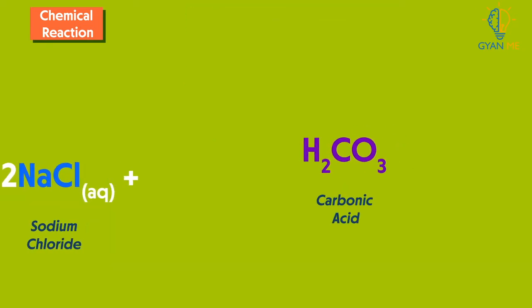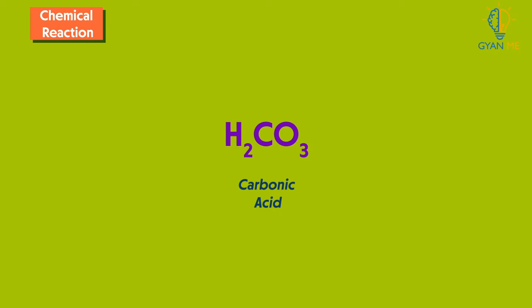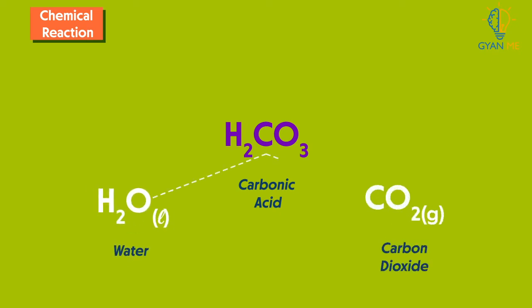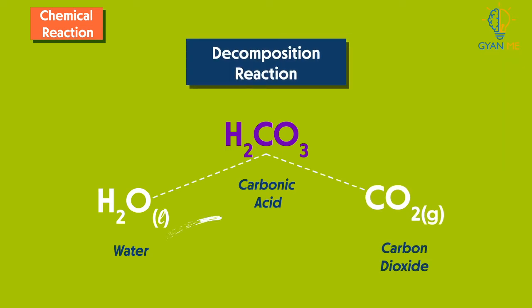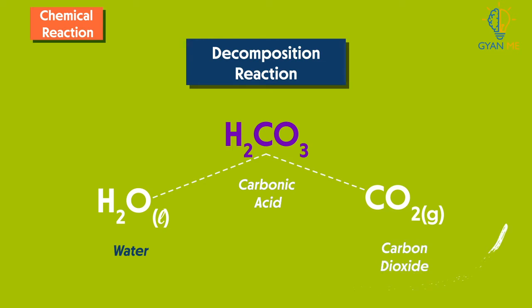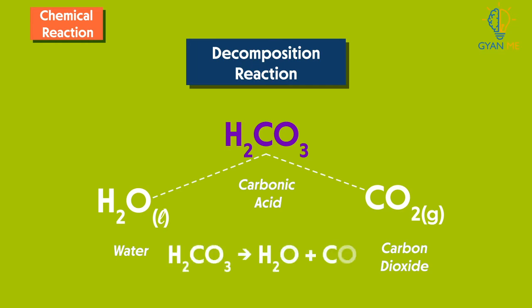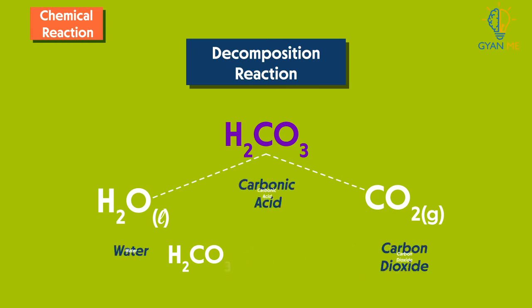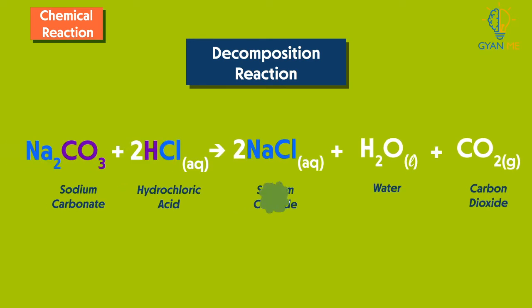The carbonic acid formed is very unstable, so it immediately breaks down and forms water and carbon dioxide. Thus, the second reaction is the decomposition of carbonic acid into carbon dioxide gas and water. The consequent chemical equation is carbonic acid decomposes into water plus carbon dioxide gas. Thus finally, at the end of the reaction, we get the corresponding metal salt, that is NaCl, carbon dioxide gas and H2O.